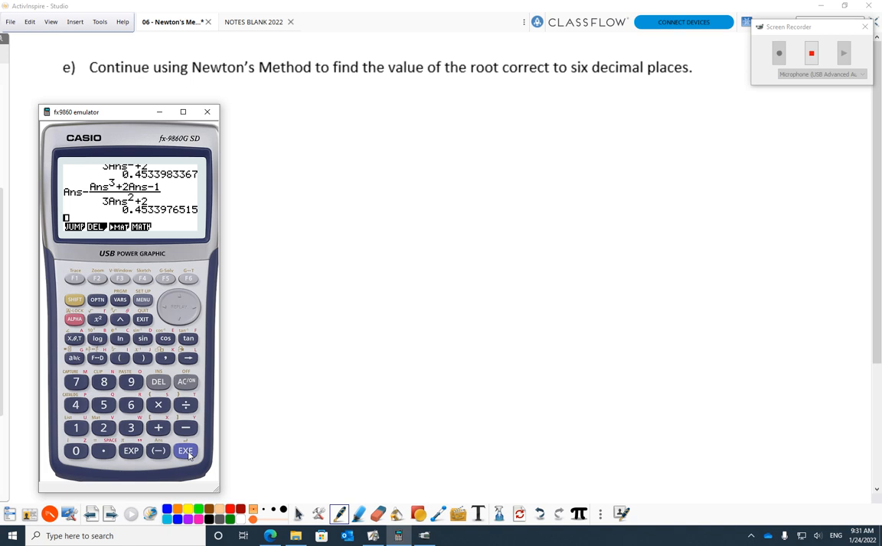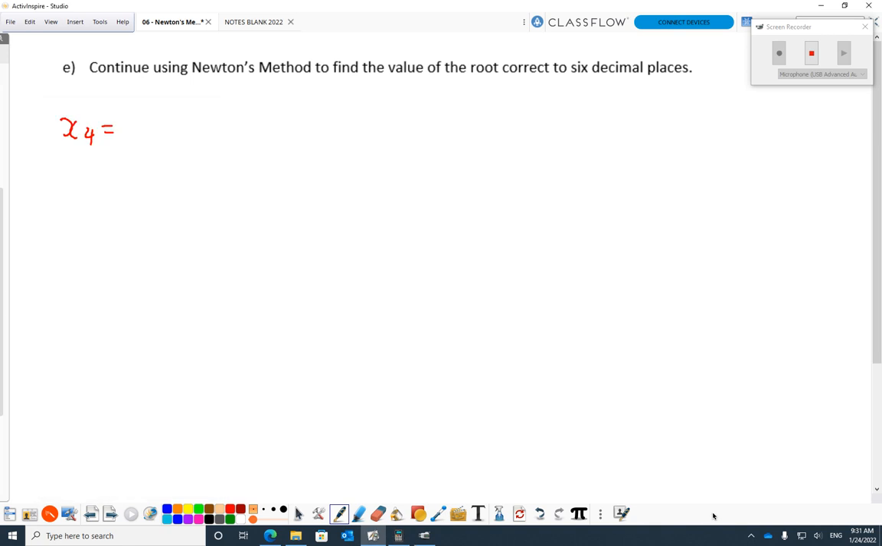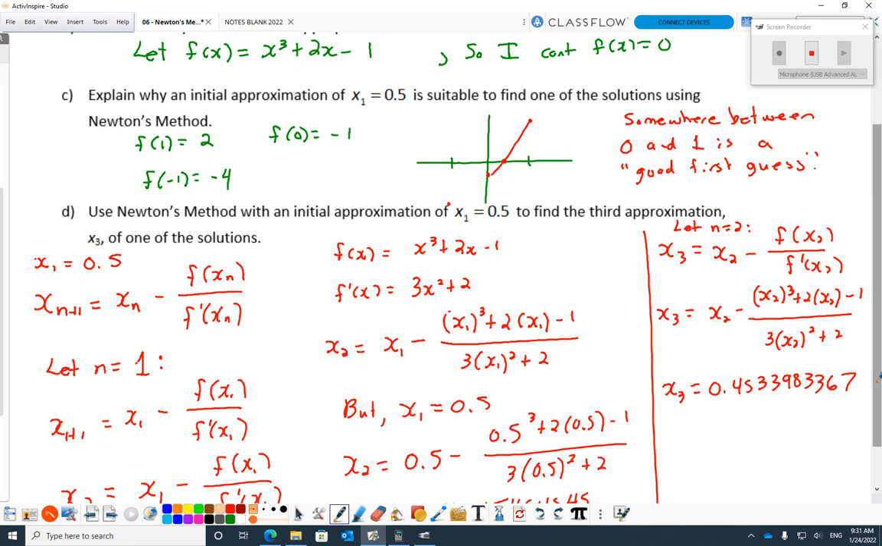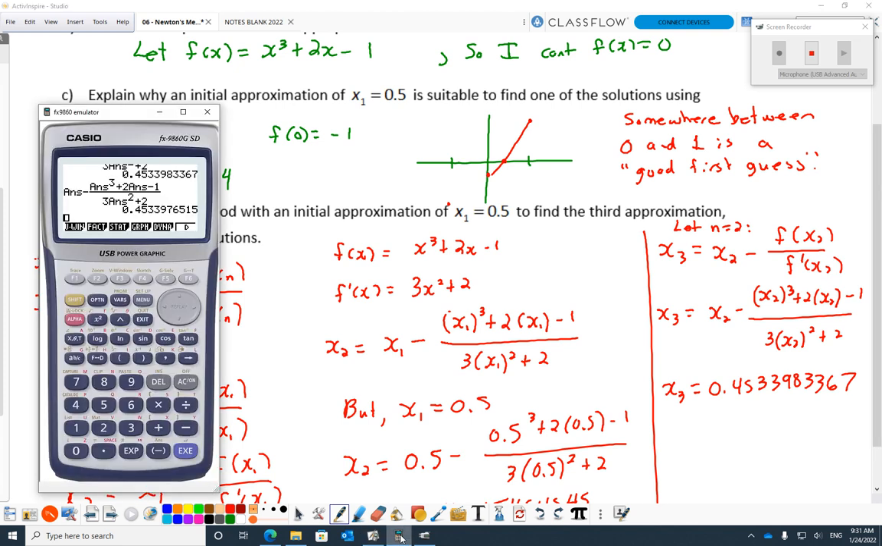Your calculator, that's the last answer. It was 0.4533, what was it? Oops. I got to be over here. It was 0.4533983367. That was the answer. And what was on the screen said, take that answer, plus answer cubed plus 2 times answer minus 1 over 3 answer squared. No, I have the next one right there. Let me get back to you. I got to write it down.